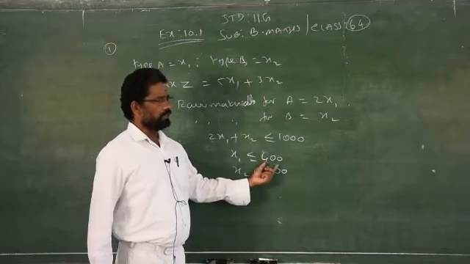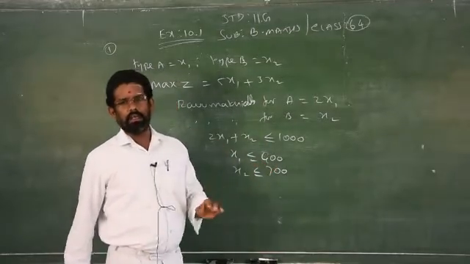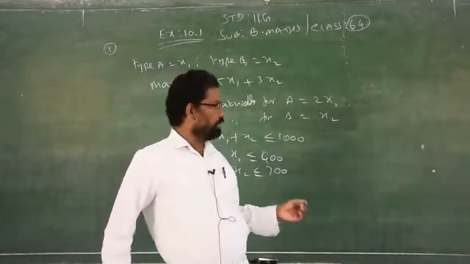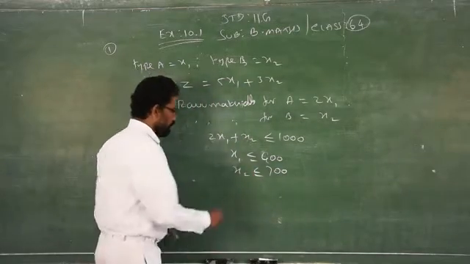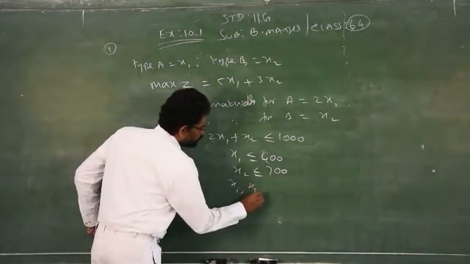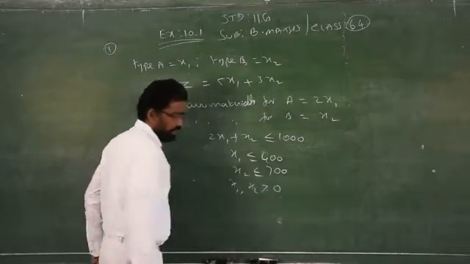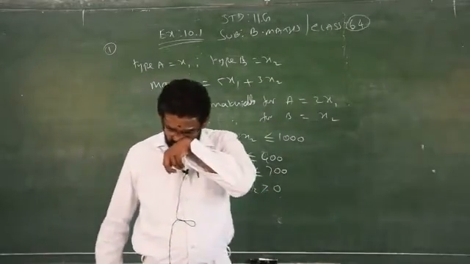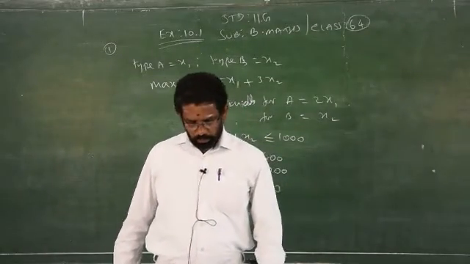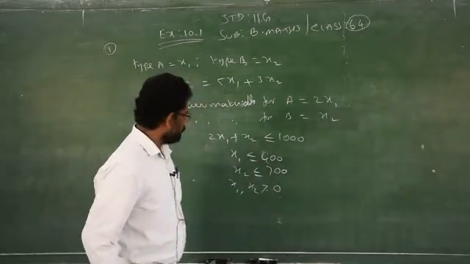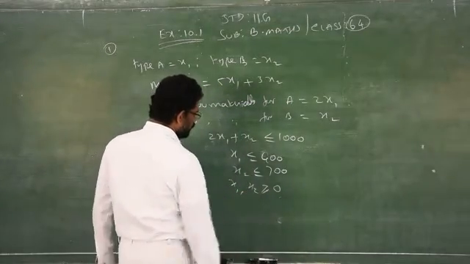Only 400 is available, so less than or equal to. If minimum availability is given, you have to take the greater than or equal to symbol. Both x1, x2 should always be greater than or equal to 0. There is no question of less than or equal to 0 for x1, x2. They should always be greater than or equal to 0.